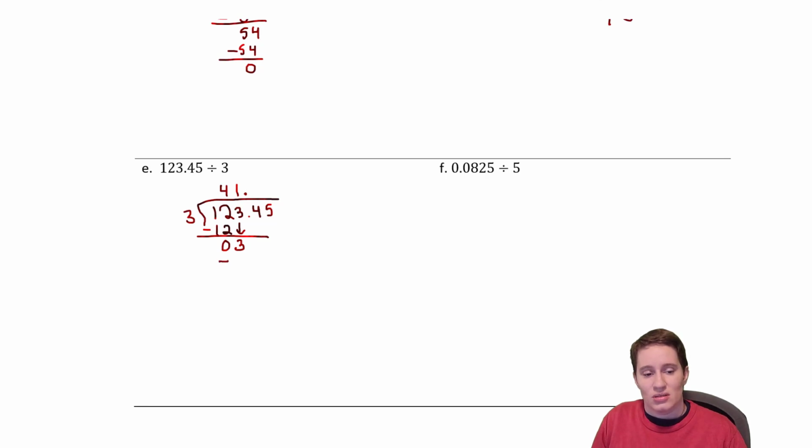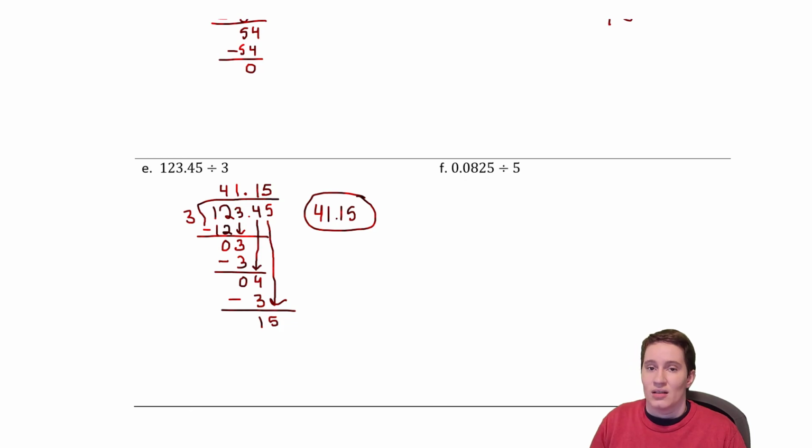3 times 1 is 3, so I'm going to subtract 3. 3 goes into 4 one time. So 4 minus 3 is 1. And I drop down the next number. 3 goes into 15 5 times. So this answer is 41.15.